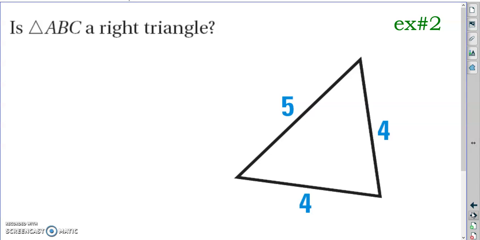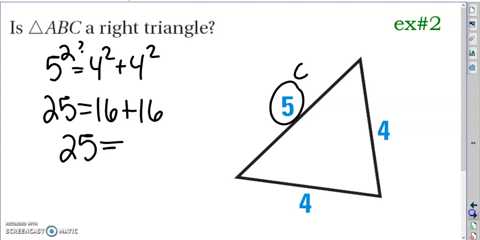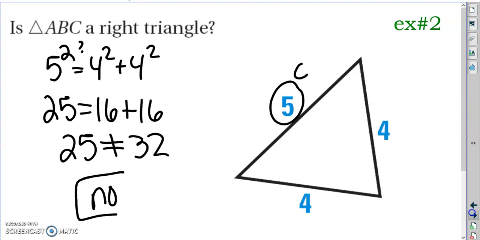So here, c is the longest side. So does 5 squared equal 4 squared plus 4 squared? Does 25 equal 16 plus 16? 25 does not equal 32, therefore no, triangle ABC is not a right triangle.